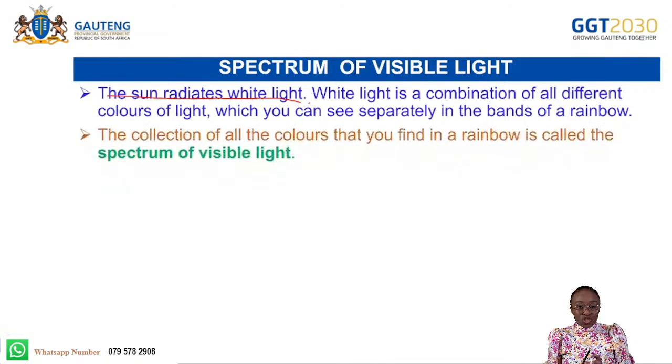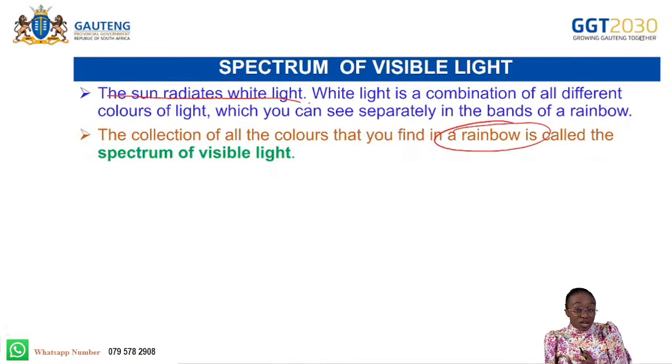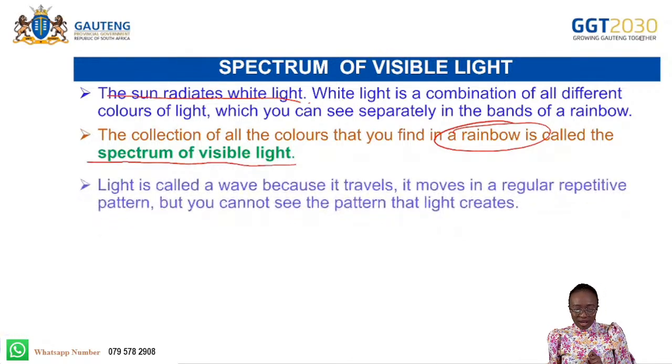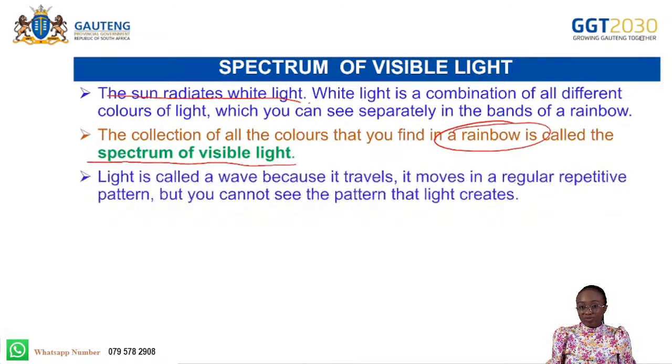And the collection of these colors that we see on the rainbow is called the spectrum of visible light. So all those 7 colors that make up the rainbow actually make up white light. So white light is a combination of all the different colors that make up the rainbow. Another thing, light is called a wave.